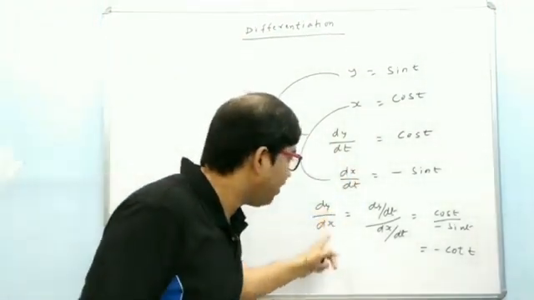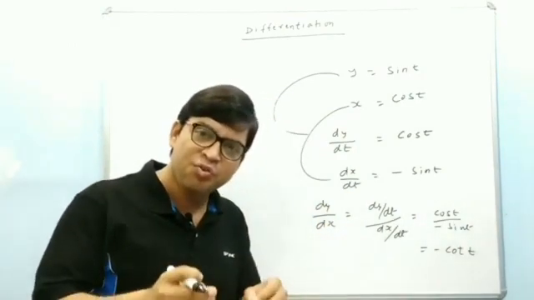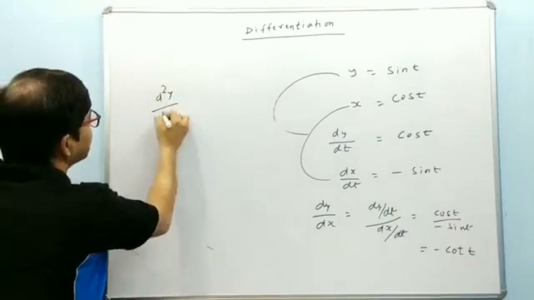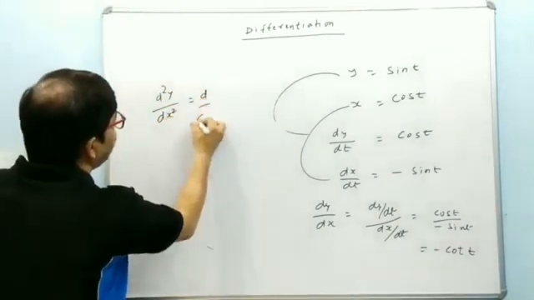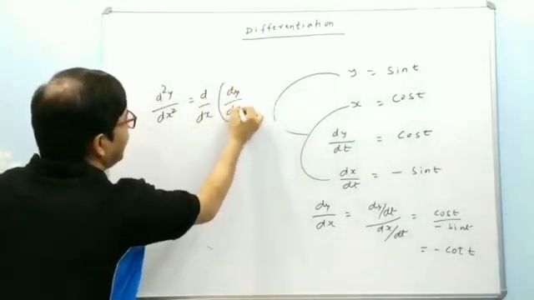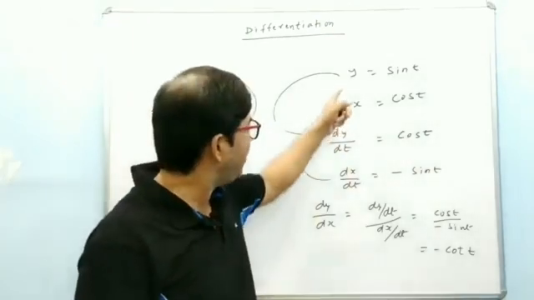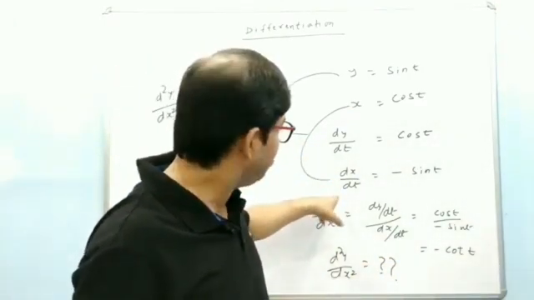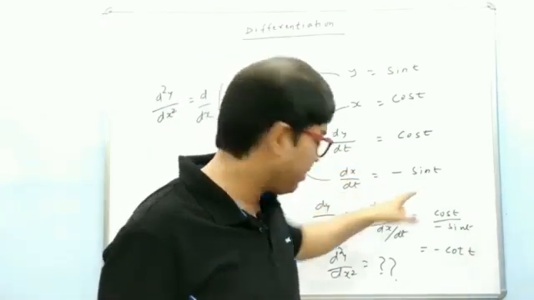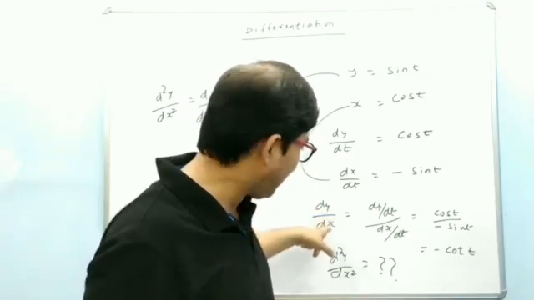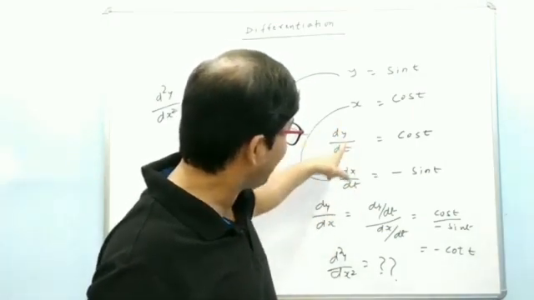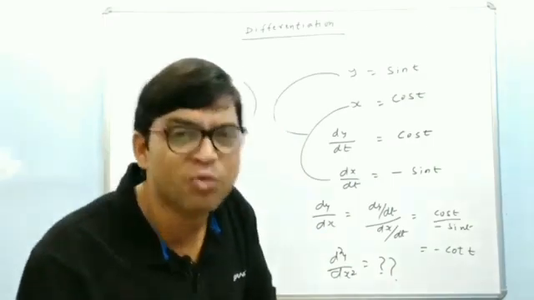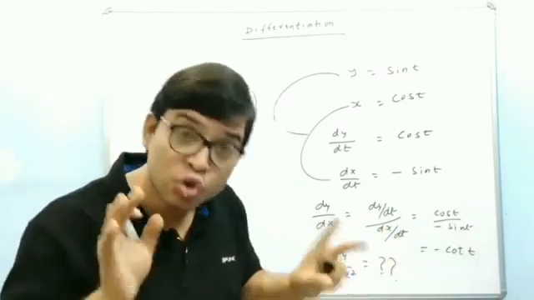See this problem, we got the value of dy by dx. If we need to find d square y by dx square, how to proceed? d square y by dx square is equal to d by dx of dy by dx. Firstly you write this thing. What I have seen is that students directly differentiate here 2 times. They get d square x by dt square here, and differentiate this again 2 times to get d square y by dt square, and just divide. That is not the double derivative. That is meaningless. So never do that thing.